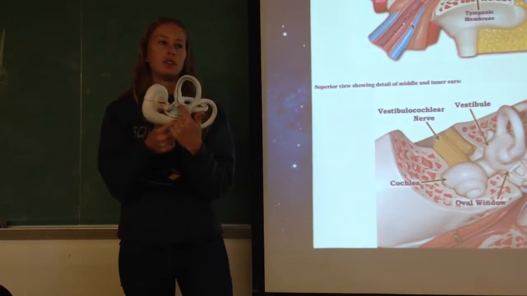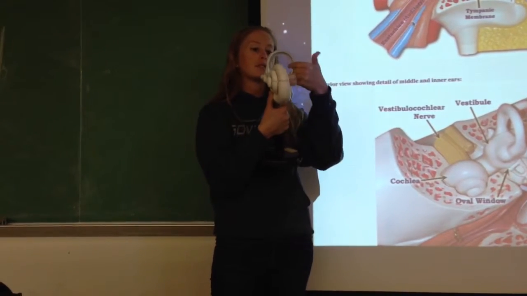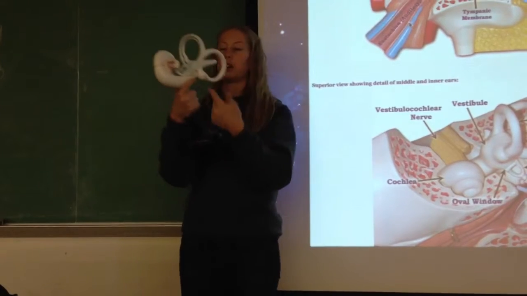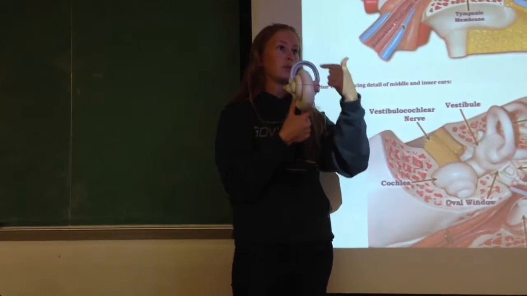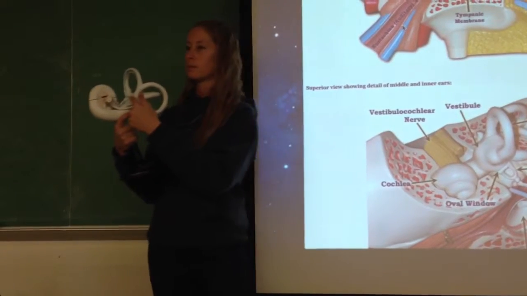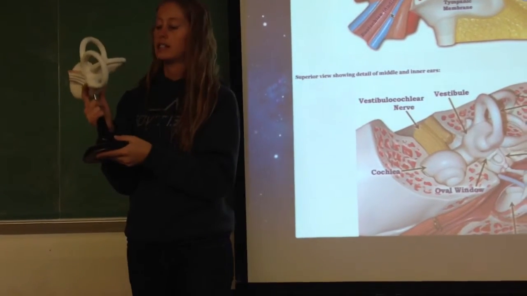Now, the way that I keep these straight is the semicircular canals, since they're just a semicircle, not a full circle, kind of look like a U. So the utricle is closer to the U shapes. Okay, and that's it for this model.